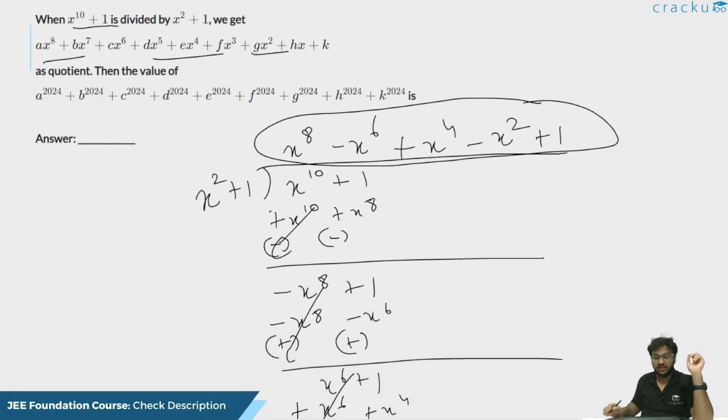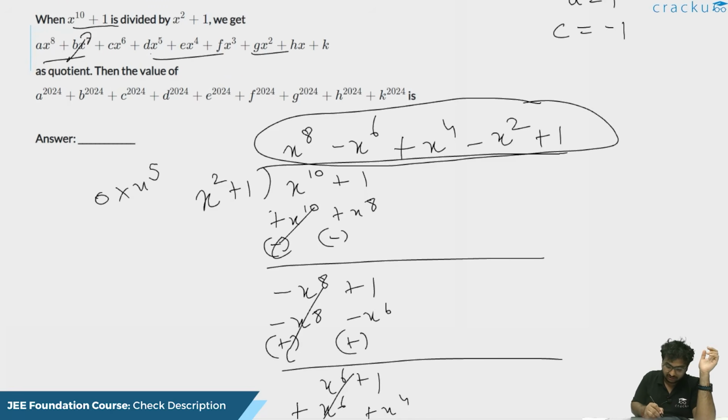Now let us compare the coefficients. So what is the value of A? 1. What is the value of B? See, x power 7. What is the coefficient of it? 0. So B is equal to 0. What is the value of C? Minus 1. Then D, x power 5. There is no x power 5, or 0 into x power 5. So this would be what? 0. What is E? So 1.